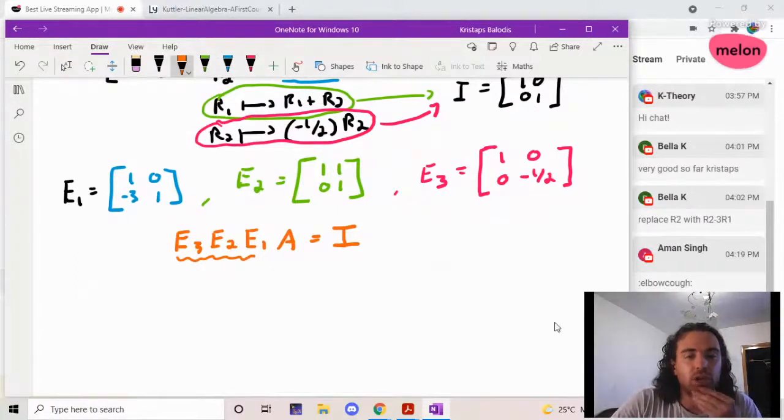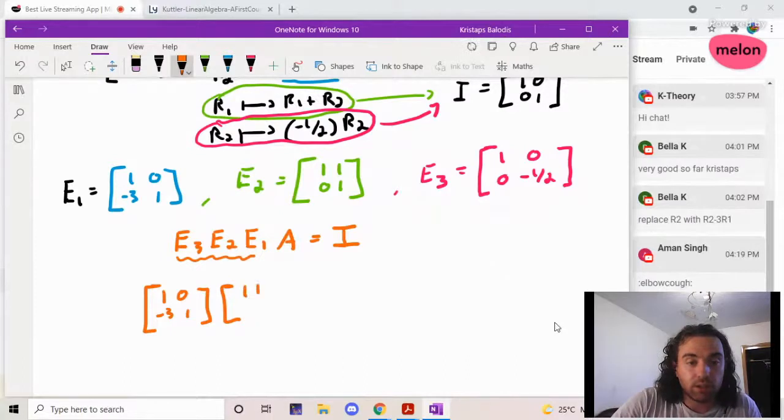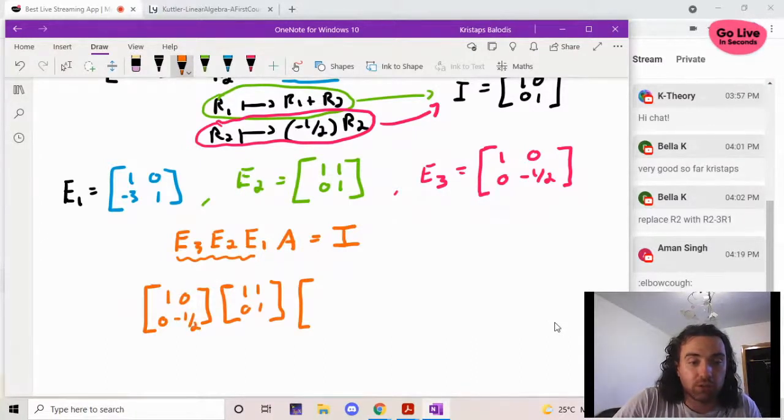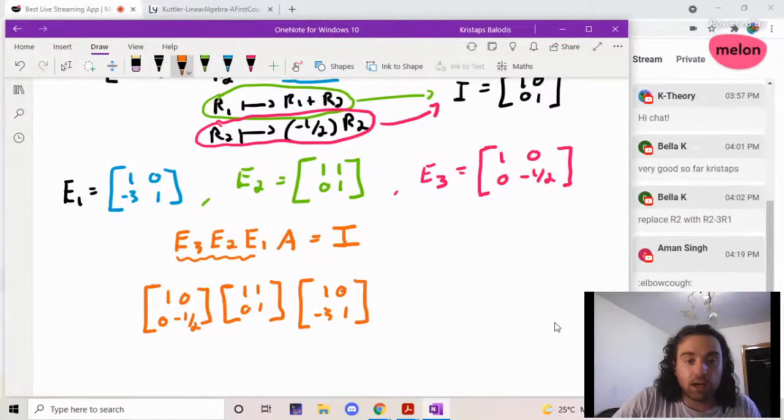Only in special cases. So what I'm telling you, if this is true, we should be able to write these matrices in. So here's E3, here's E2, and here is, oh, I wrote it backwards. Sorry, E3 is the last one that I wrote down. So that is 1, 0, 0, -1/2. Then I have E2, then I have E1. And if what I'm saying is true, if I multiply all of these by A, I should get the identity matrix.